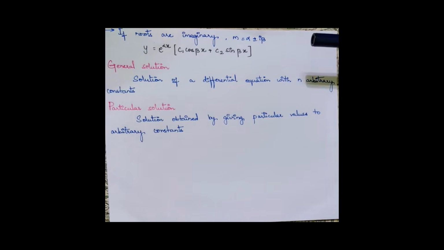The third case is when the roots are imaginary. The format is e to the power of alpha x into (c1 cos beta x plus c2 sin beta x). There are two types of solutions: one is the general solution and the other is the particular solution. A general solution is obtained when the solution of the differential equation has n arbitrary constants. If we substitute some particular values for those arbitrary constants, the solution becomes a particular solution.